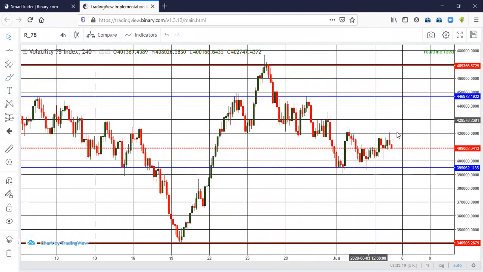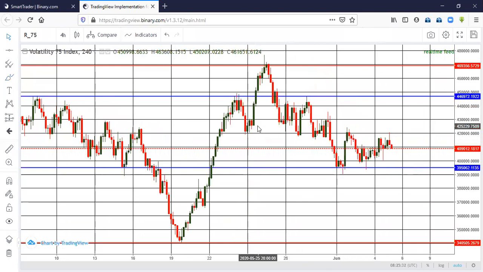So how do we make entries and the like? Remember, there are two ways you can make entries. One, you can wait for it to hit your resistance, then you make a sell, or you wait for it to hit your support, then you make a buy. But on a downtrend, we always sell. On an uptrend, we always buy.